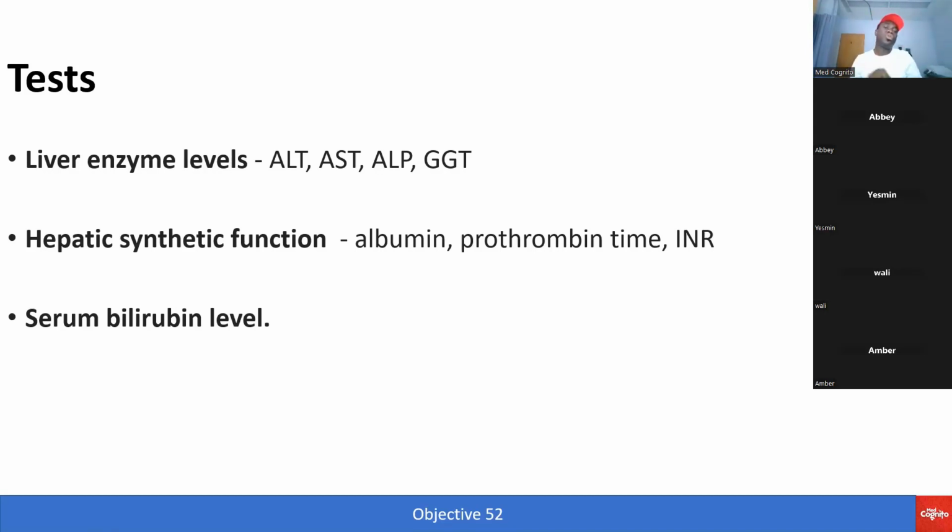So you must know which conditions will cause ALT to be elevated, which conditions will cause ALT to be markedly elevated, which conditions will lead to maybe ALT in relation to AST ratio to be abnormal. These are the things you must be looking out for because that's what you'll be quizzed on. That's what the objective is telling you.